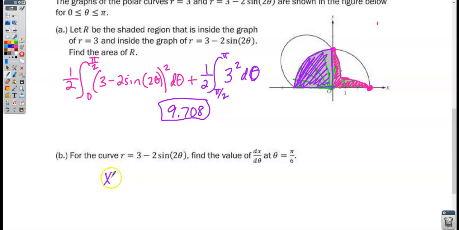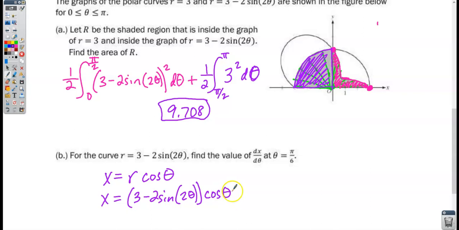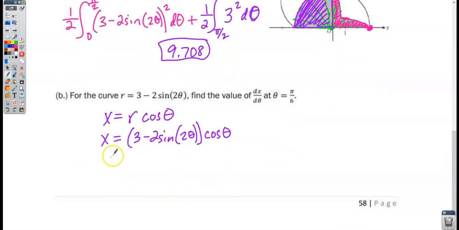So I can write x. X is equal to r cosine of theta. Therefore, x is equal to the quantity 3 minus 2 sine of 2 theta times cosine of theta.